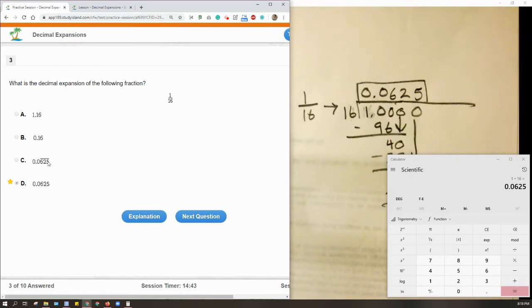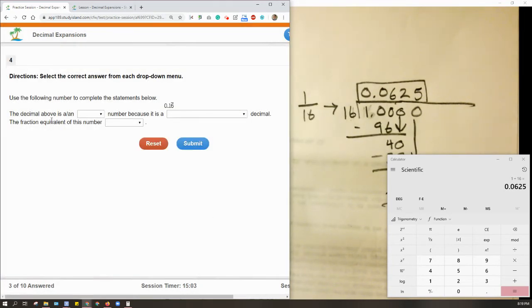That leaves only B and D as my answers. And since 1/16 is clearly less than 1/10, and 0.16 is clearly more than 1/10, D is the only answer that makes sense. So some of these things you can answer without even doing the math. You could just look at the selections that it gives you, and you can do process of elimination.